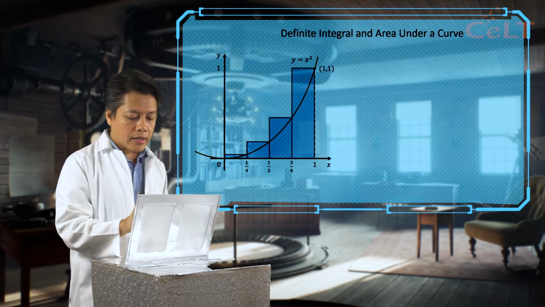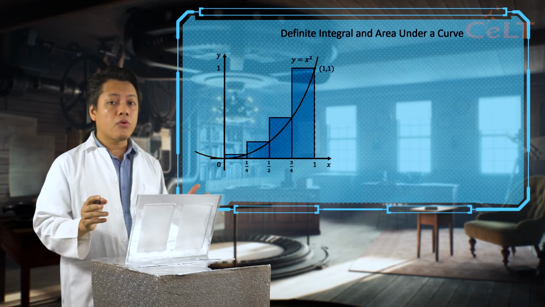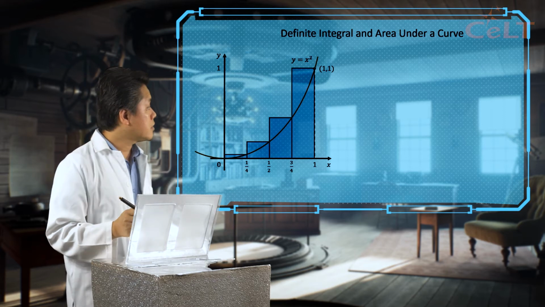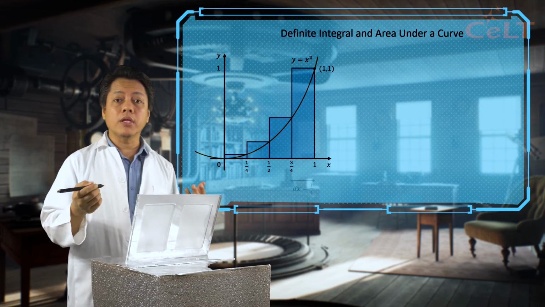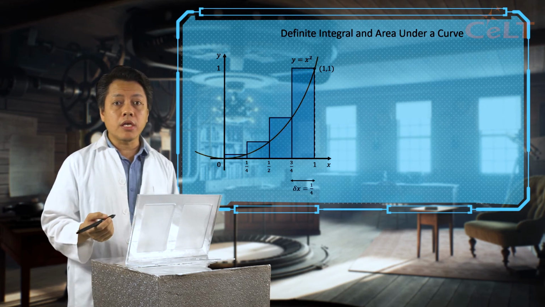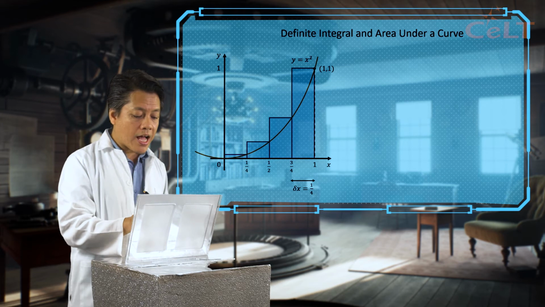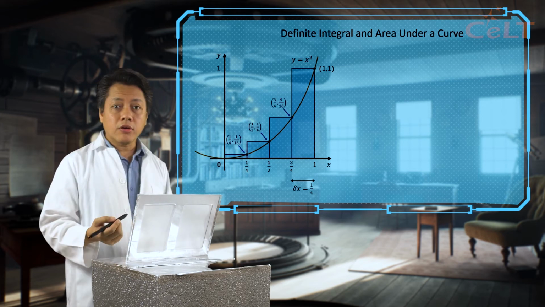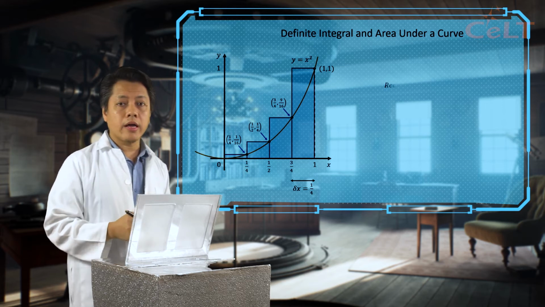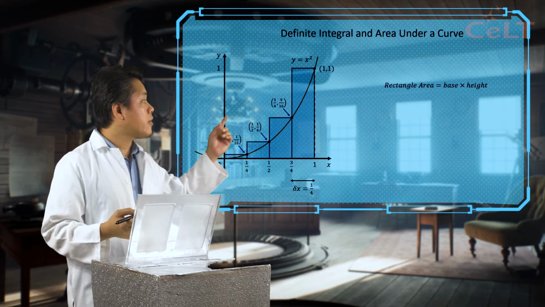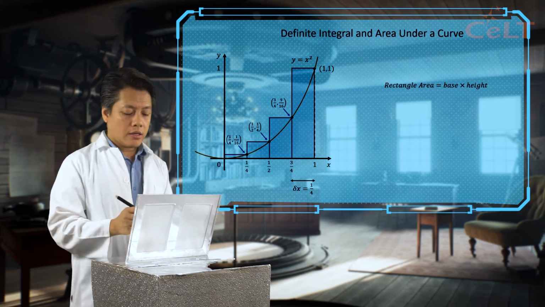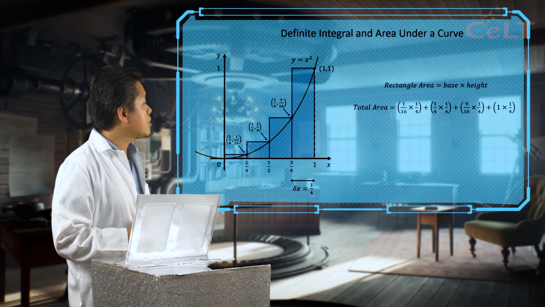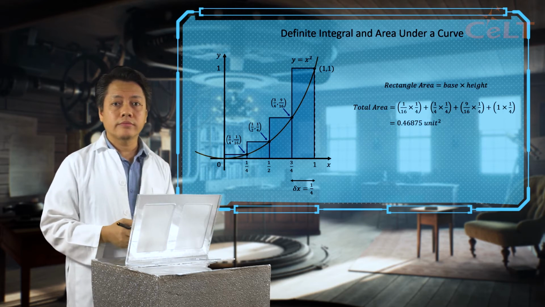Say that we divide the area under the curve into 4 equal width rectangles like this. So the width of the rectangle must be 1/4. Using the equation of the curve, we can figure out the height of each rectangle through these coordinates. Because area of rectangles is base times height, the total area of the 4 rectangles can be calculated, and that is equal to 0.46875 unit square.